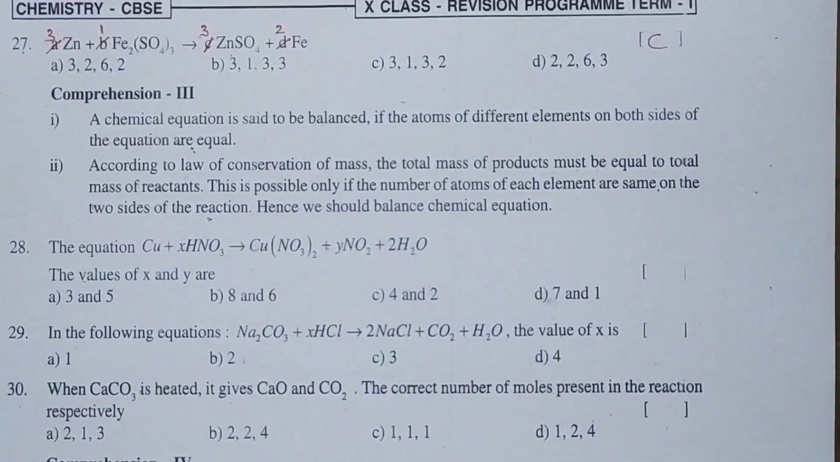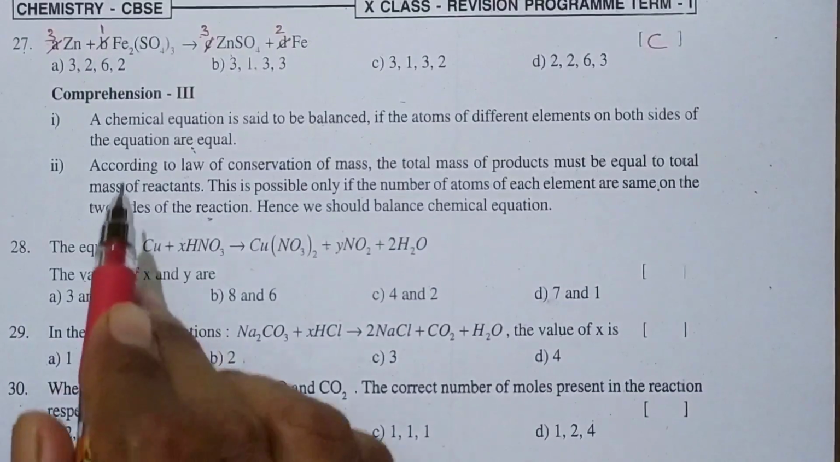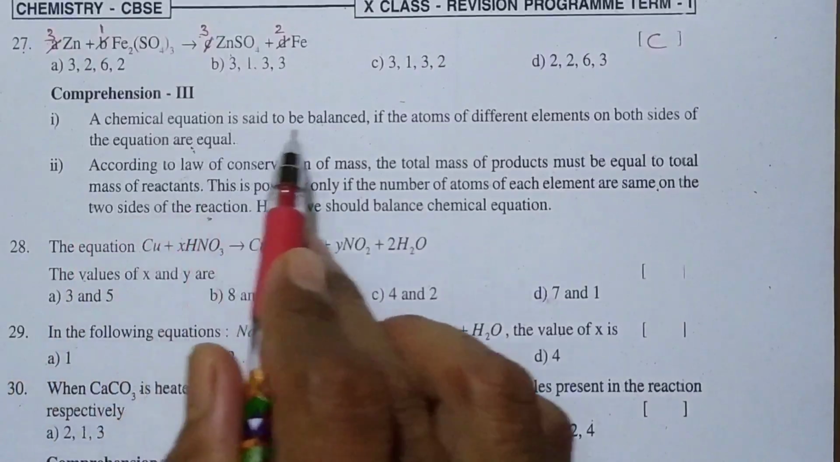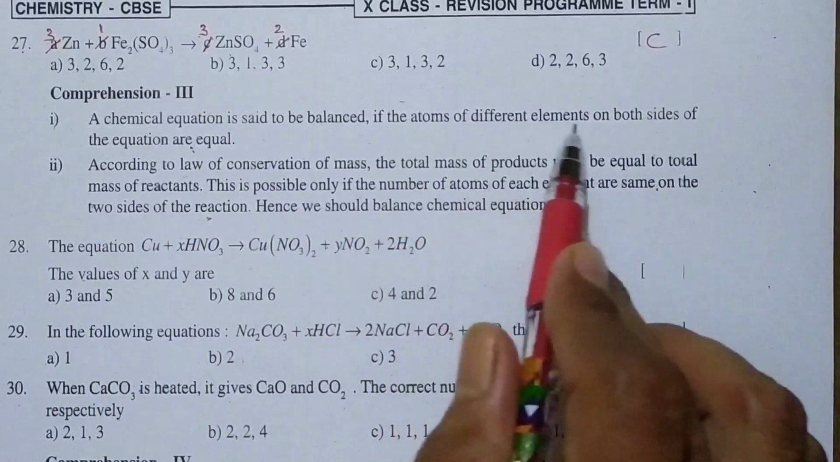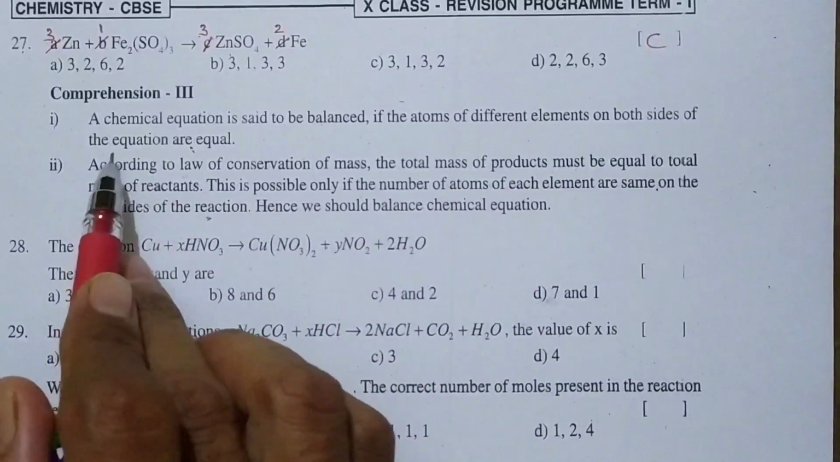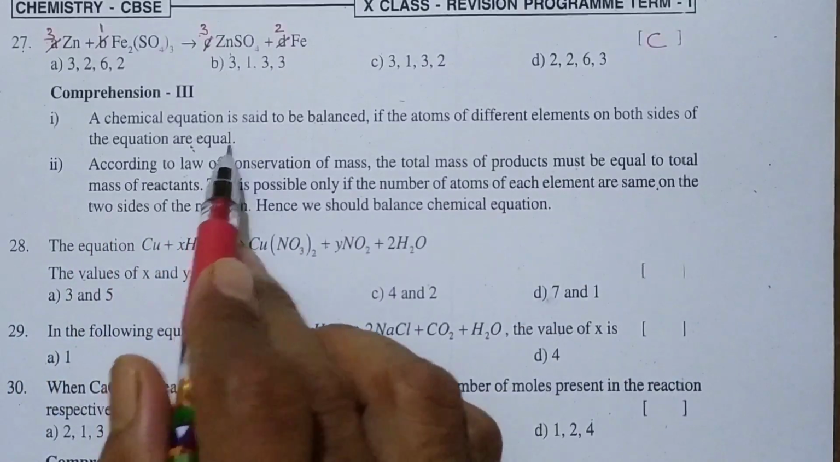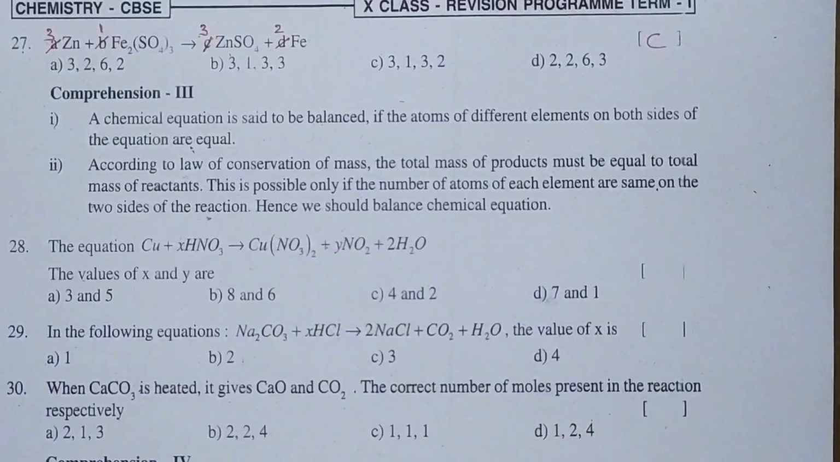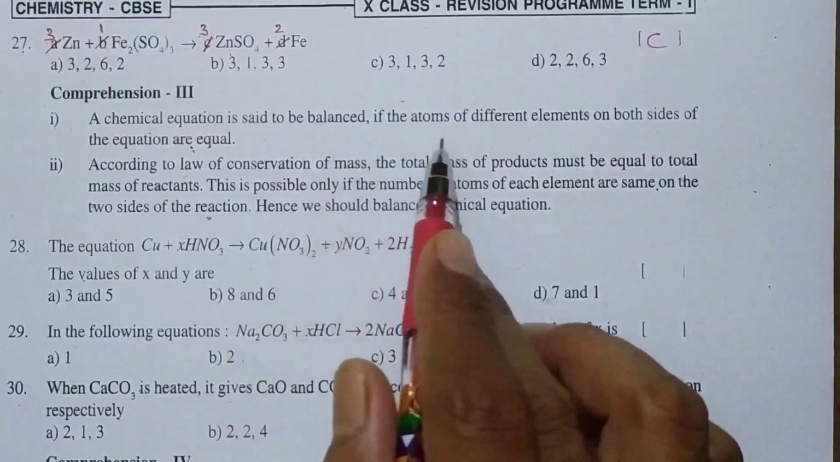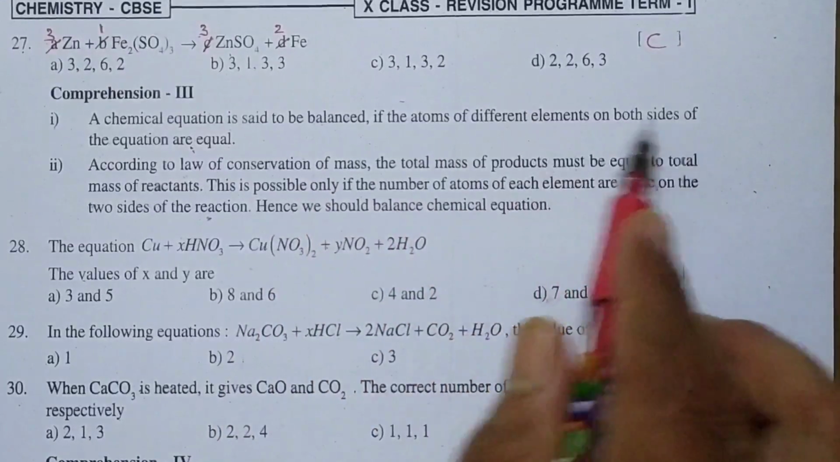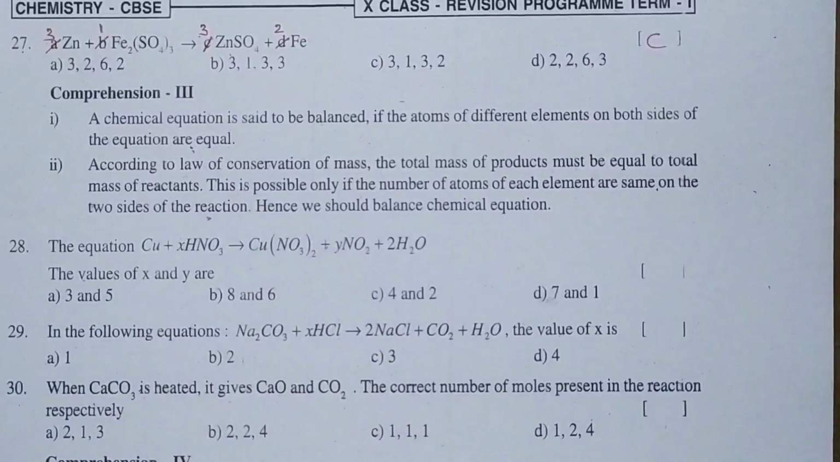Now we see comprehension 3. It is given that a chemical equation is said to be balanced if the atoms of different elements on both the sides of the equation are equal. That is true. Actually here that is the meaning of the balanced equation. The atoms of different elements on both sides of the equation should be equal.